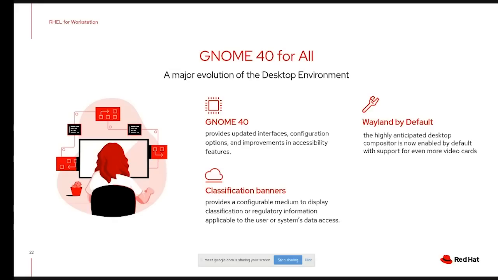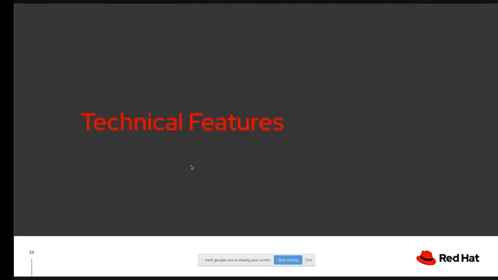Another thing GNOME has introduced is this idea of a classification banner. This allows you to display, for example, regulatory information on the user's screen at times that you designate. And so these banners can be forced open and help you with some of your compliance issues. All right, so those are program updates.